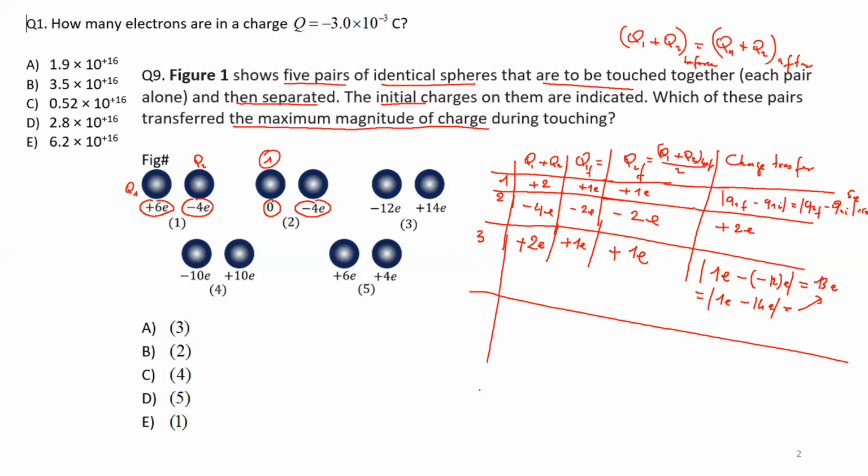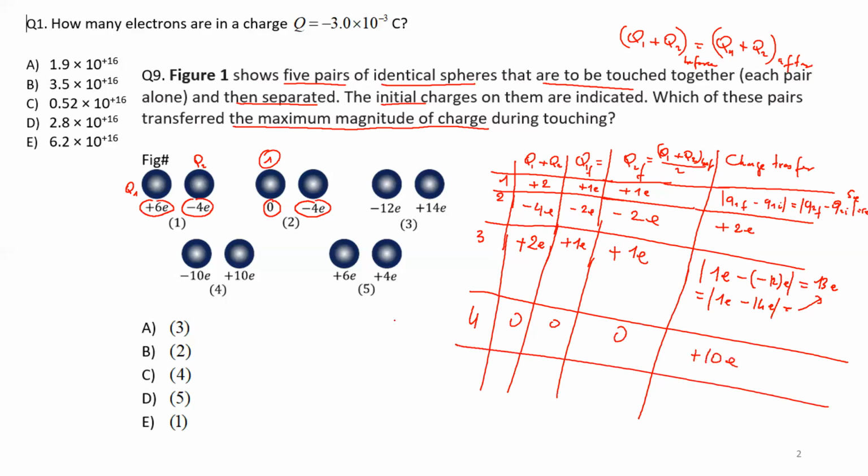Okay. We'll do it here. For 4 here, you will have 0. Of course, 0, 0. And the maximum charge transfer is, of course, 10e. And for 5, the sum is 10. So each of them will have 5e.